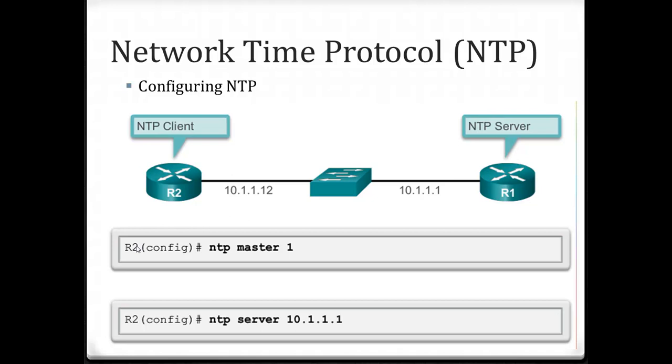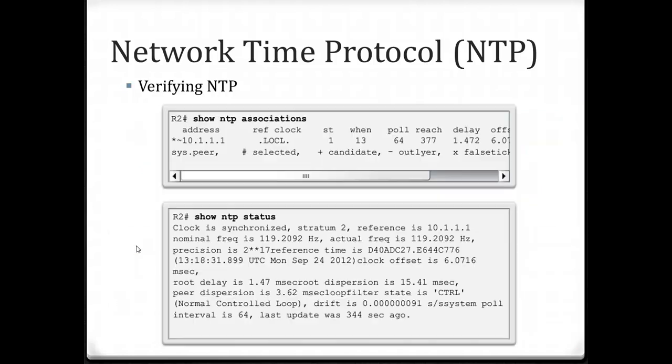Then the client R2 on the bottom there is going to do the ntp server 10.1.1.1 command. That's telling it that the NTP server on the network has the IP address of 10.1.1.1, which is R1's IP address. So then what R2 would do is it would sync its time against R1. On all other devices on the network, you would want to issue the ntp server 10.1.1.1 command as well, so that they're all syncing from the same device on the network.